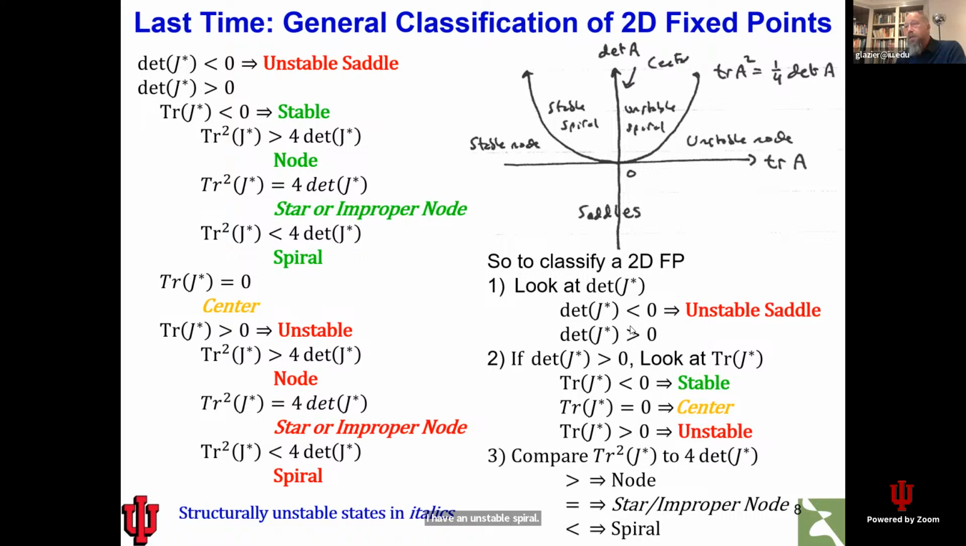And so if I want to quantify a 2D fixed point, I don't actually have to solve the eigenvalues directly. I solve the determinant of J star. If it's negative, I have an unstable saddle. If it's positive, I look at the trace. If the trace is negative, I'm stable. If it's 0, I'm a center. If it's positive, it's unstable. And then I compare trace squared to 4 times determinant. If trace squared is bigger than 4 times determinant, I have a node. If it's equal, I have a star, or improper node, degeneracy. If it's less, I have a spiral. So I can quantify everything without actually finding the eigenvectors and eigenvalues.